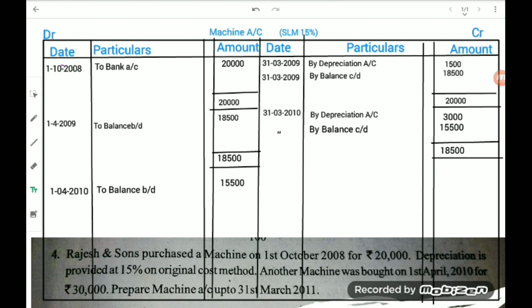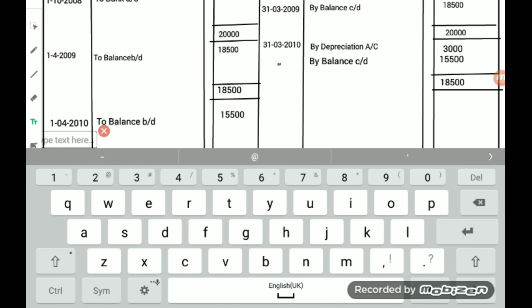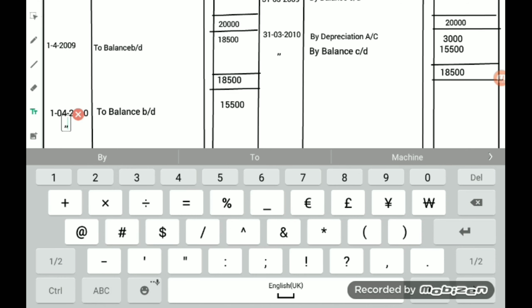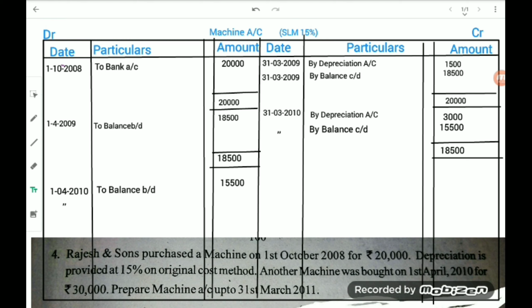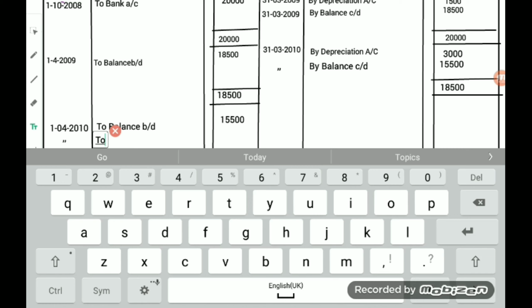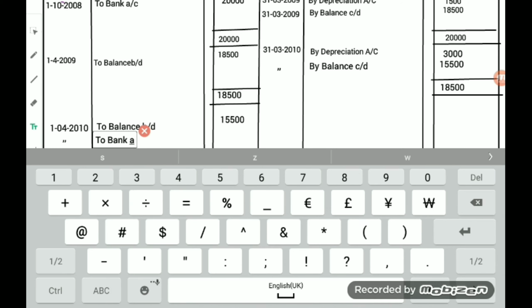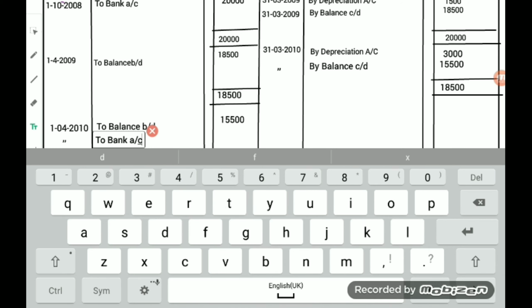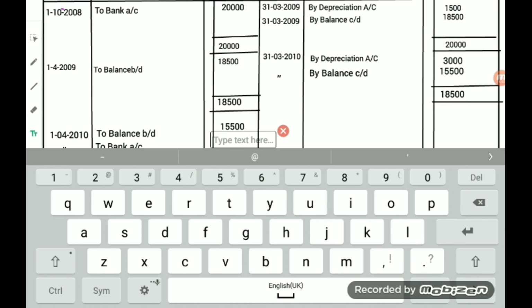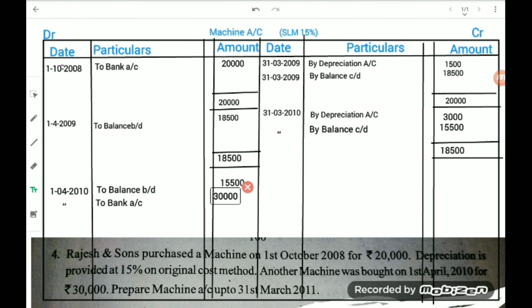But on 1st April 2010 only, we bought a new machine. If we are buying an asset or machine, what do we need to write? To bank account. We have purchased a new asset, so to bank account. The new machine is purchased for how much? For 30,000. The new asset is purchased for 30,000.